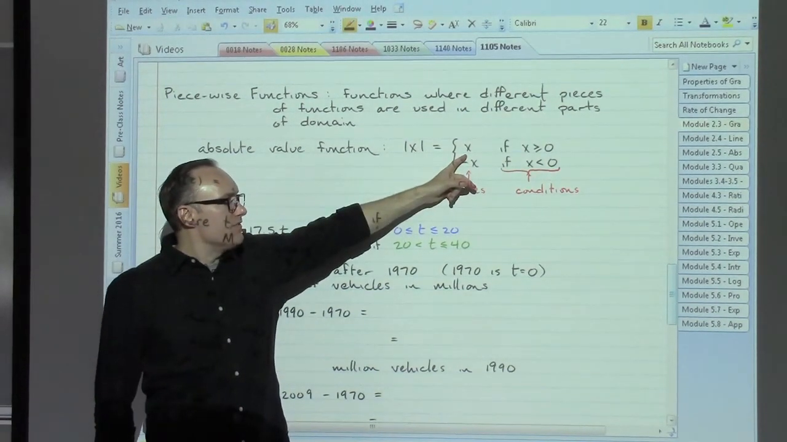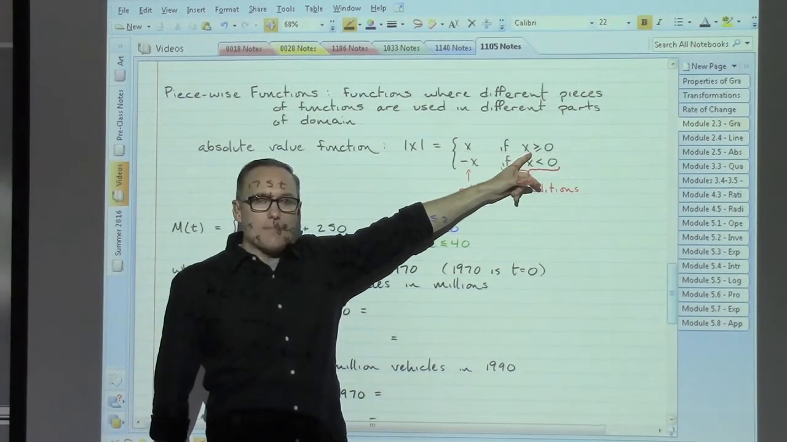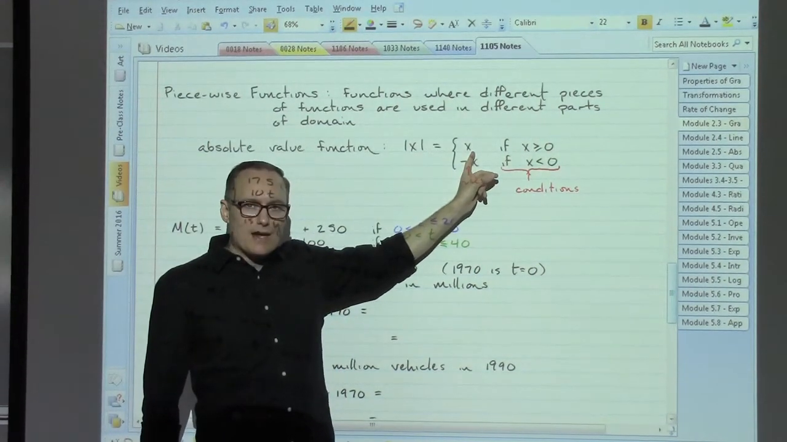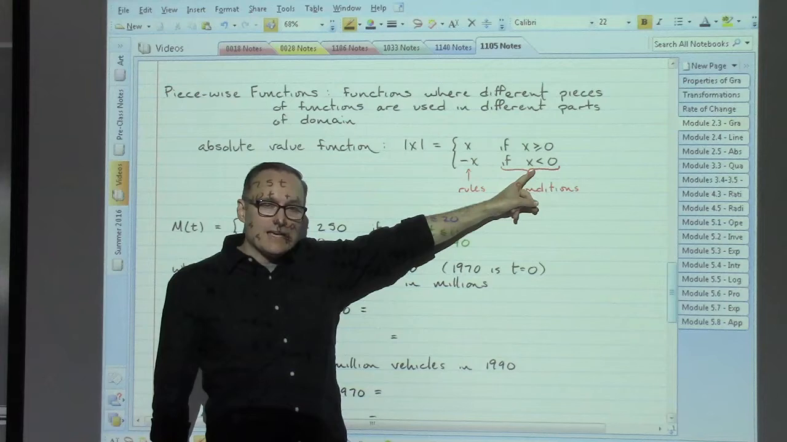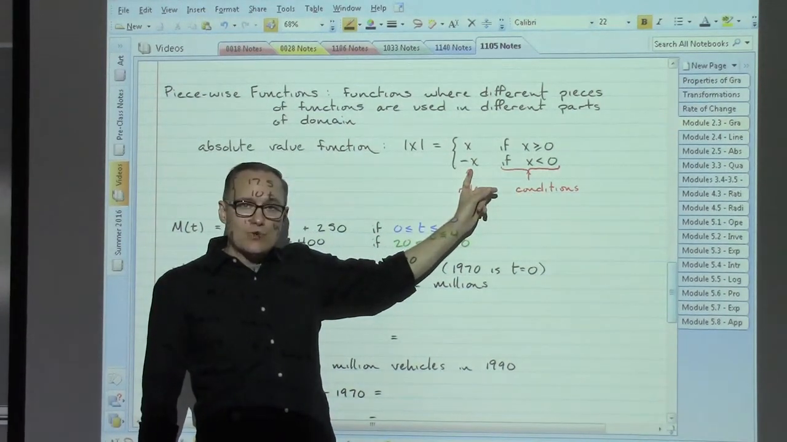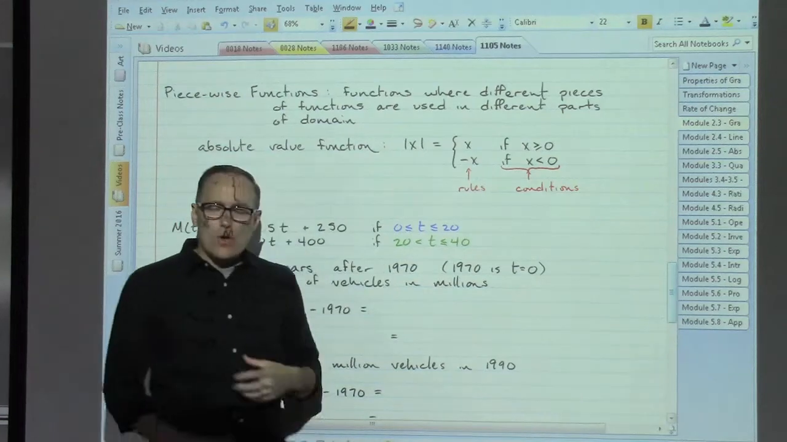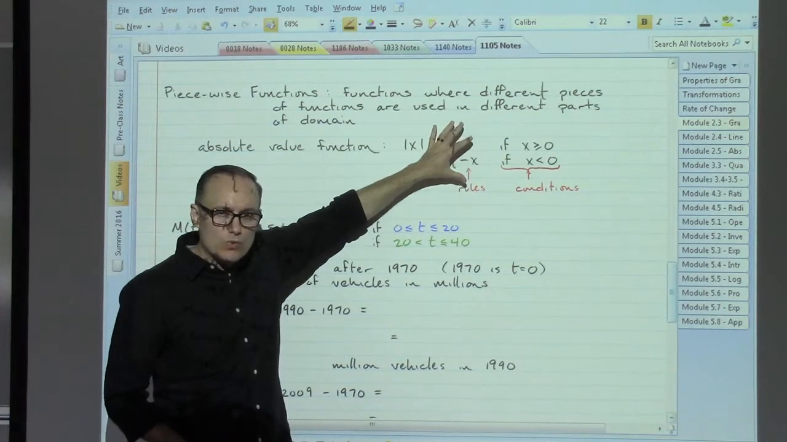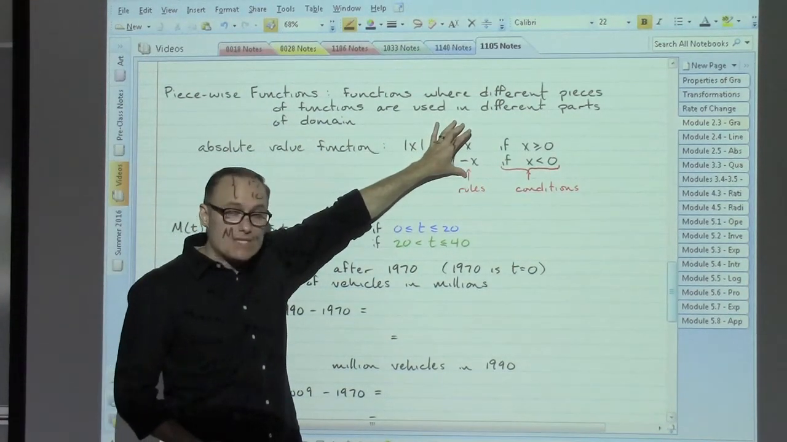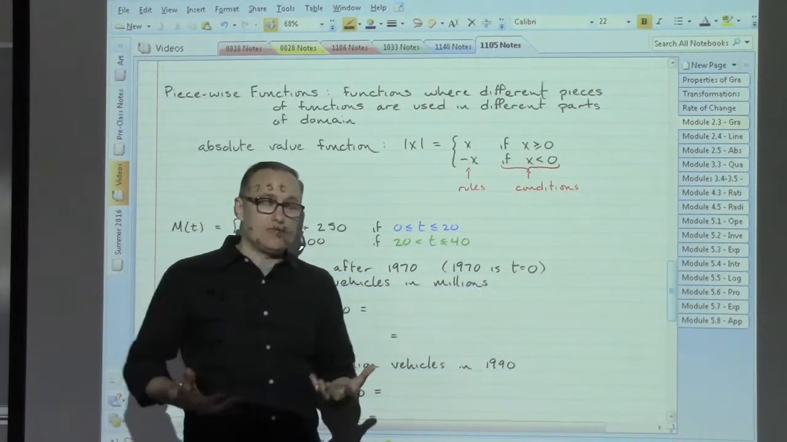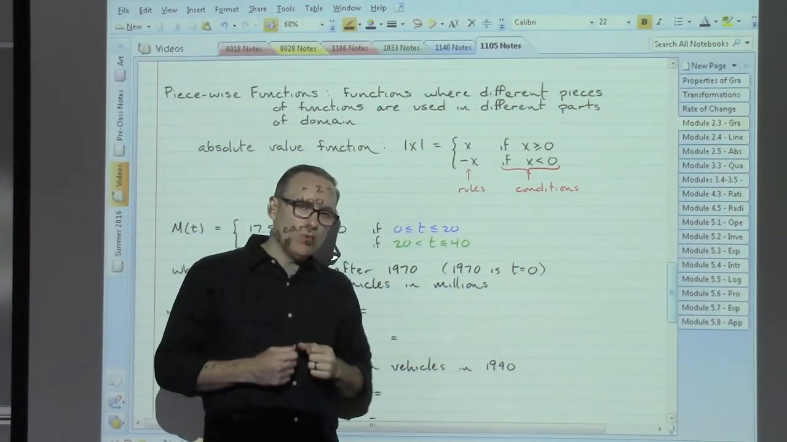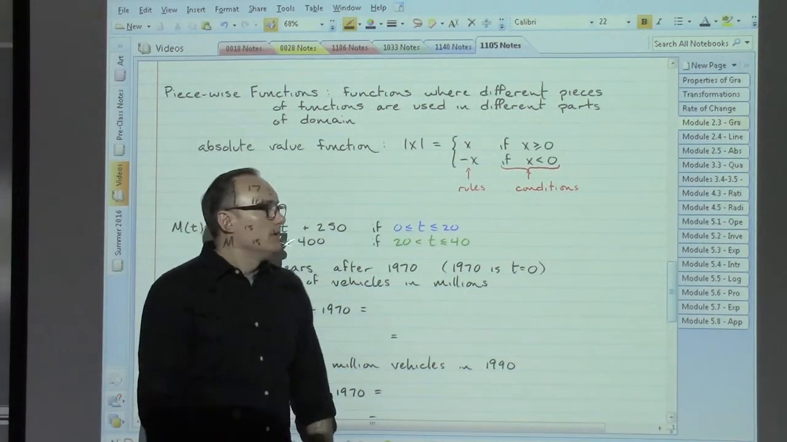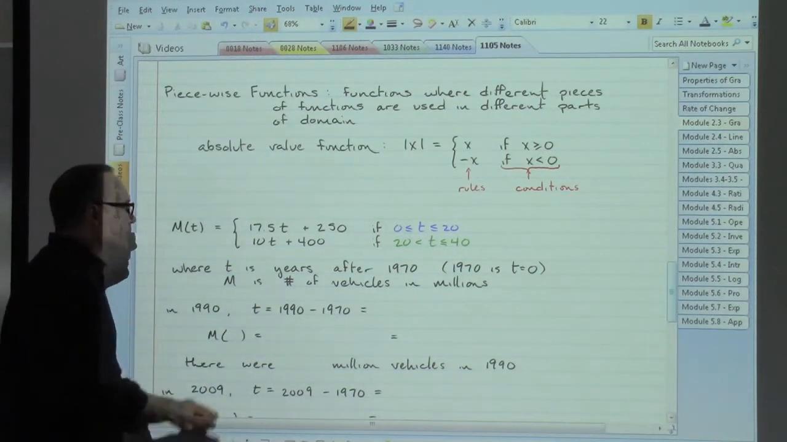If we pick a positive number, nothing happens, right? If we pick a positive number or 0, nothing happens to that number. But if we pick a negative number, then we have to change it into a positive. So this piecewise defined function business has the individual rules that we are using. By themselves, each of those rules is its own function, but we're only going to use part of it. The conditions tell us what part to use. Look at an example here.